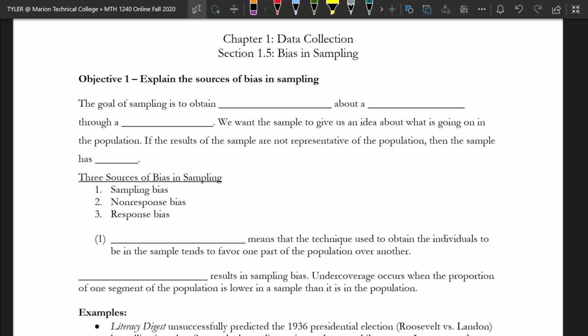Hi, so we're ready to look at section 1.5 titled Bias and Sampling. What we want to be able to do is explain the sources of bias in sampling by the end of this lesson.